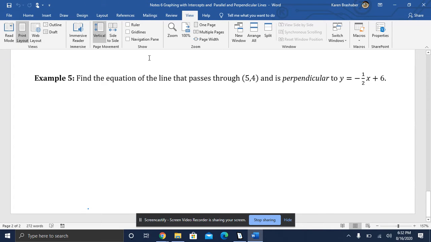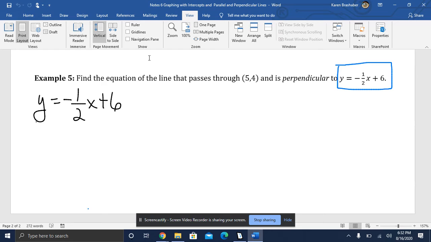Final example is to create an equation of a line that is perpendicular to a given line. And I made this one just a little bit easier in the fact that your original line is already solved for y. Sometimes that will happen, and when that does happen, that saves you a few steps. So your original line, I'm actually going to write that one over here, y equals negative 1/2 x plus 6.